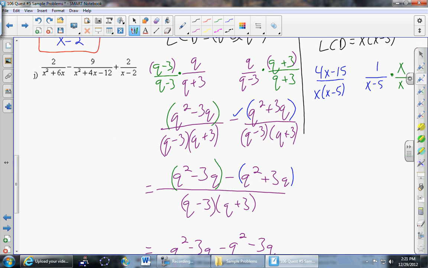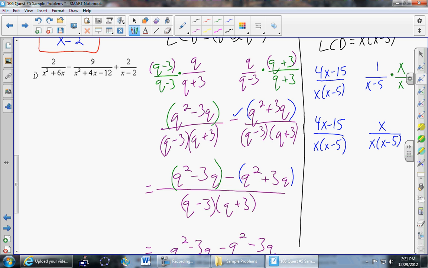So now we'll copy the first fraction. It's unaffected, 4x minus 15 over x minus 5. And the second fraction we'll just multiply across the top. So we get x on the top. Don't distribute on the bottom. I'm just going to rewrite it in the order that makes it look like the first fraction.